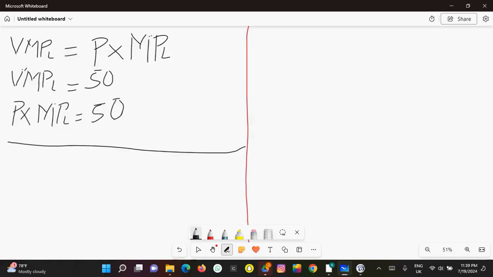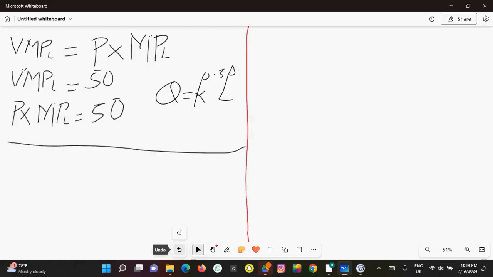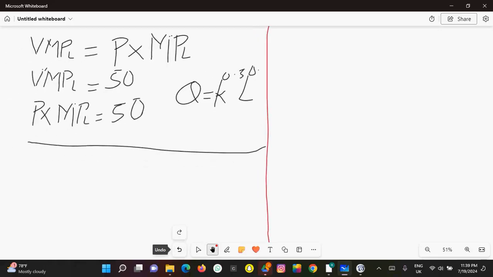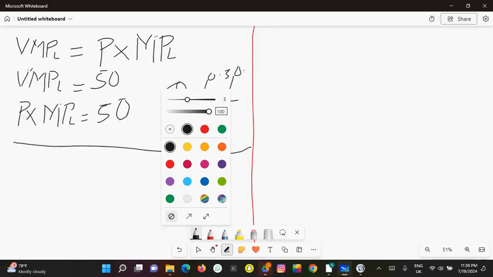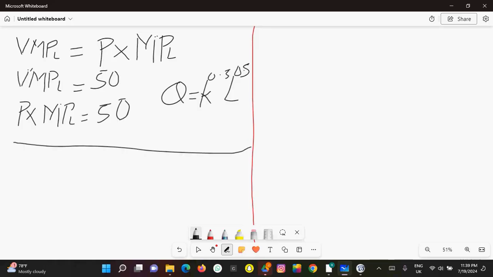Right. So now let me bring the production function. The production function is Q is equal to K raised to the power 0.5 L raised to the power 0.5.